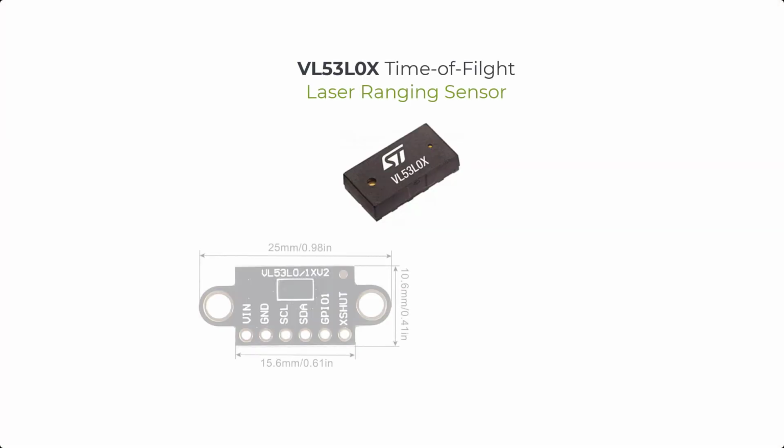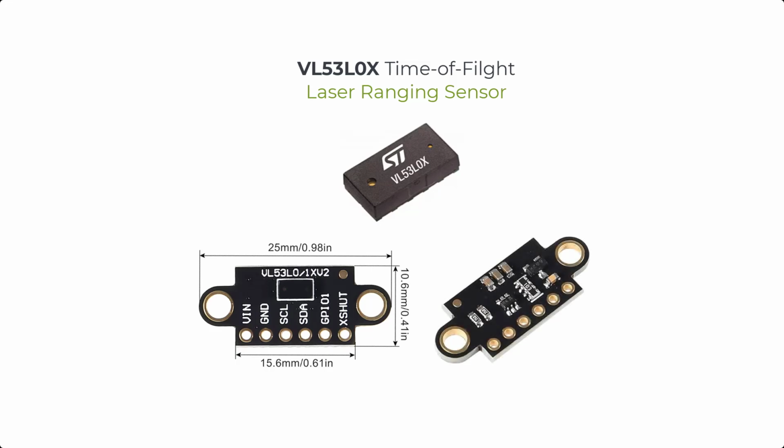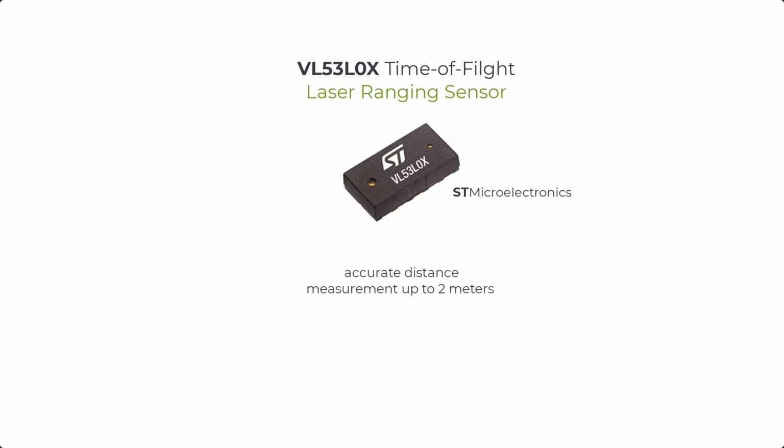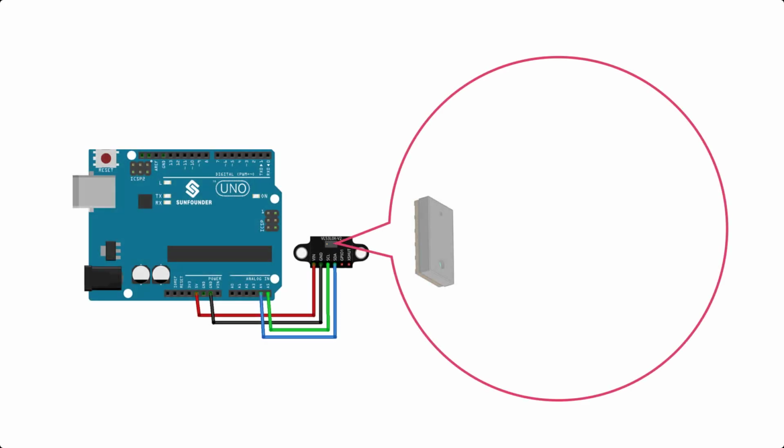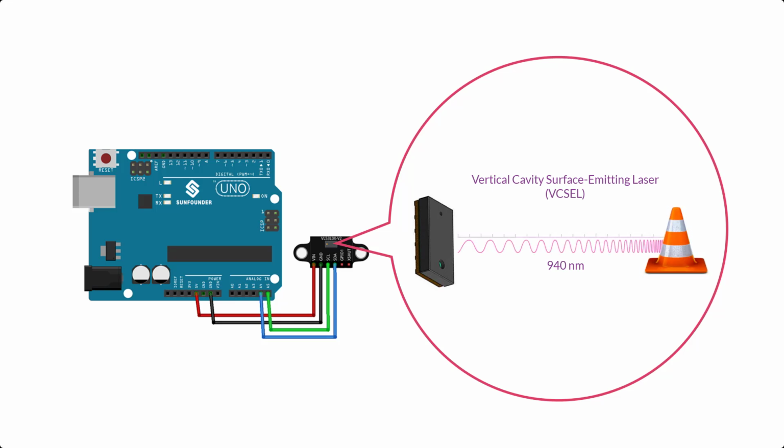The VL53L0X is a sophisticated time-of-flight distance measurement sensor developed by STMicroelectronics. It utilizes laser ranging technology to accurately measure distances up to 2 meters with a resolution of 1 millimeter. The sensor operates by emitting a narrow beam of infrared laser light at a wavelength of 940 nanometers, from a vertical cavity surface emitting laser, or VCSEL, and then measuring the time it takes for the light to reflect off an object and return to the sensor. This time is known as time of flight. So, this time measurement is crucial for determining the distance. Now, the distance is calculated using the formula: distance equals c times t divided by 2, where c is the speed of light and t is the time taken for the round trip.